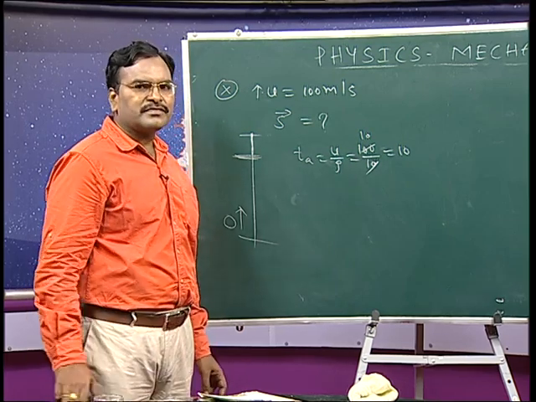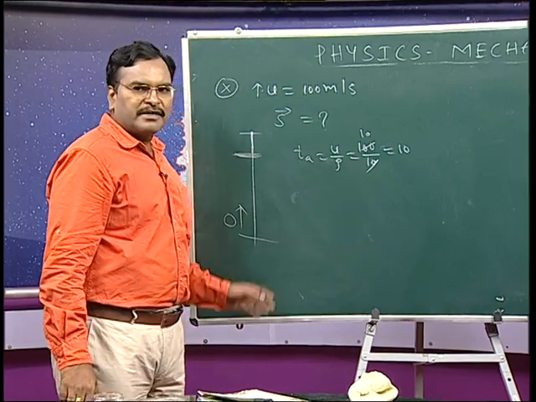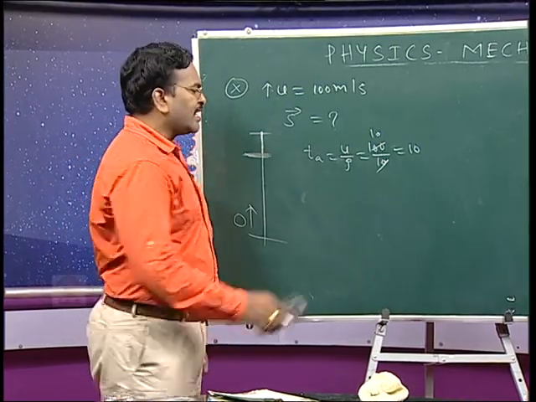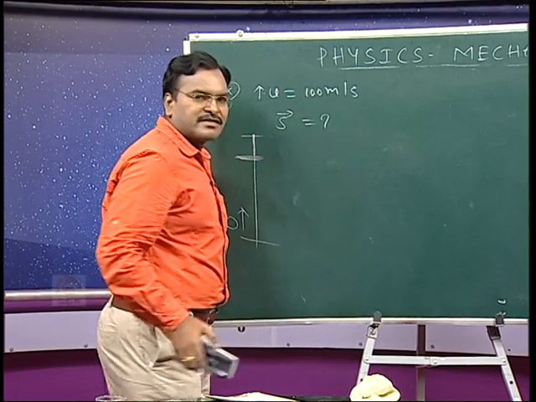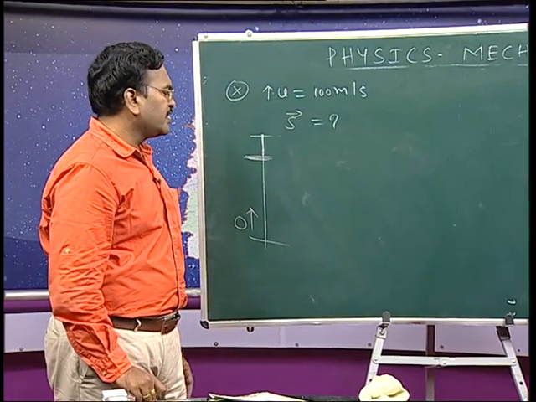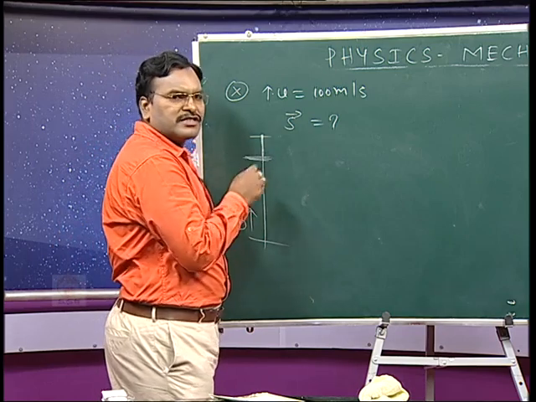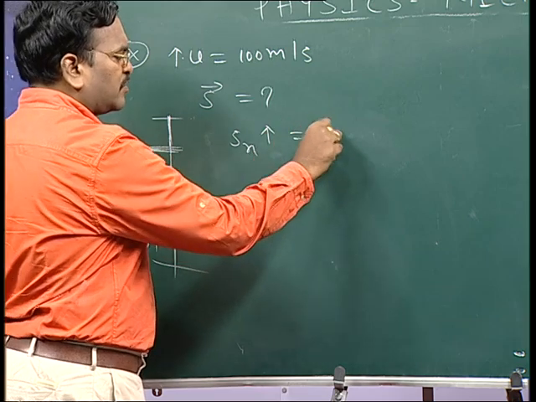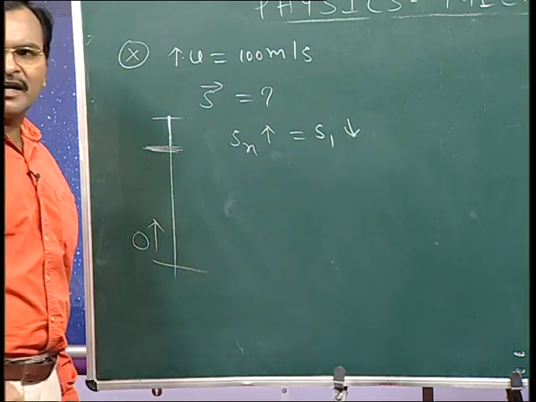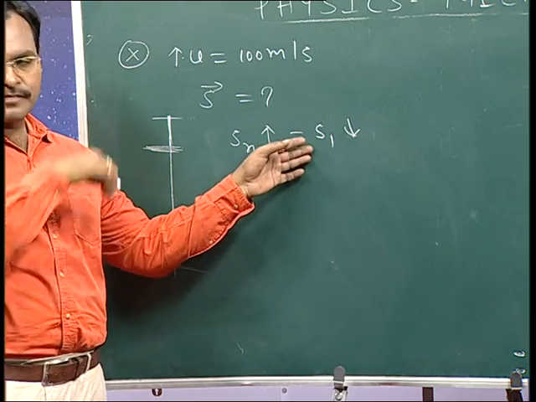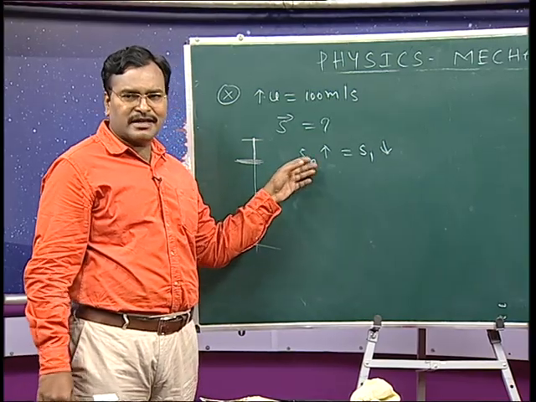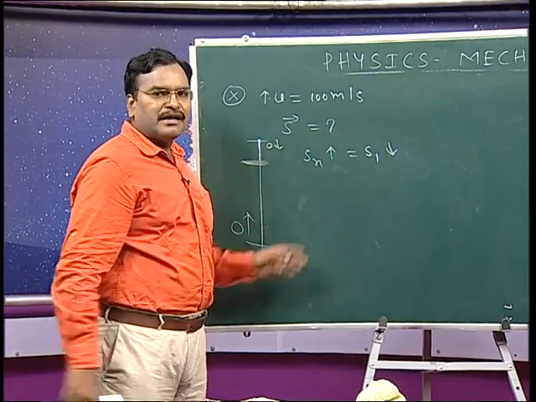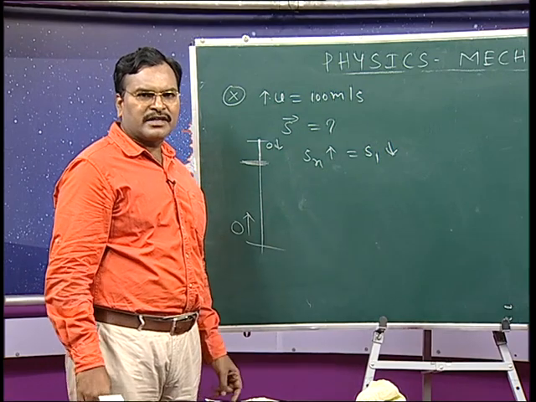How we calculate now? Here the body is projected vertically upwards. Now, displacement of a body in the last second of upward motion is equal to displacement of a freely falling body in the first second of downward motion.